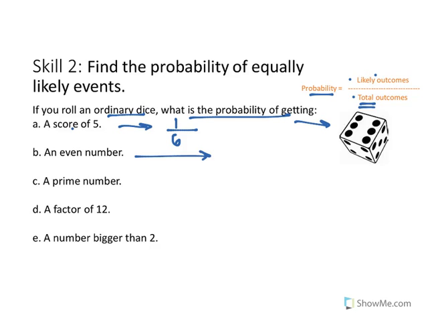Second example, what's the chance of getting an even number? Well, on the dice there's a 2, 4, and a 6. So that's 3 out of 6 numbers. Look, I can simplify this fraction and make it 1 out of 2. At this time, pause and continue.